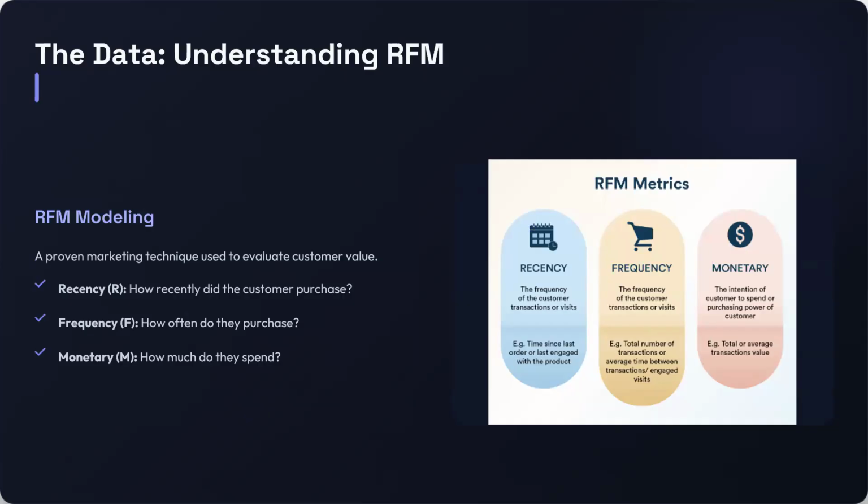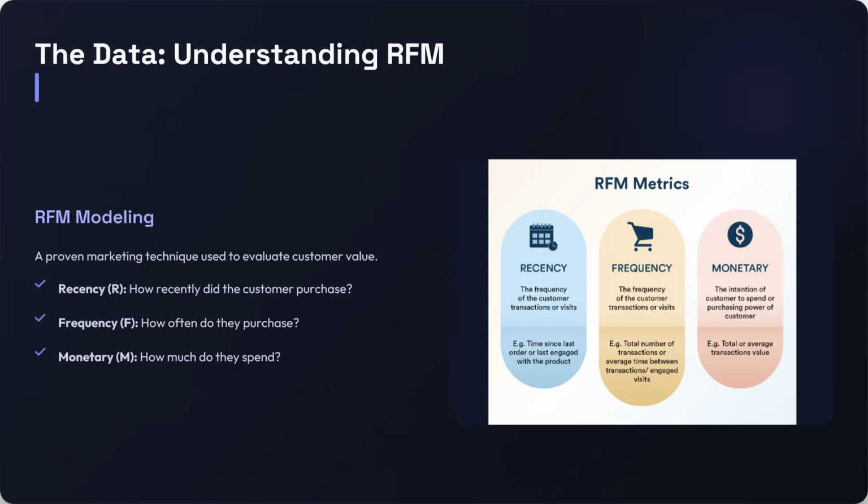We need to identify how recently the customer is purchasing. That is called R here, recency. How often they are purchasing, that is called frequency. How much do they spend? That is called monetary. For every customer, we will calculate this.